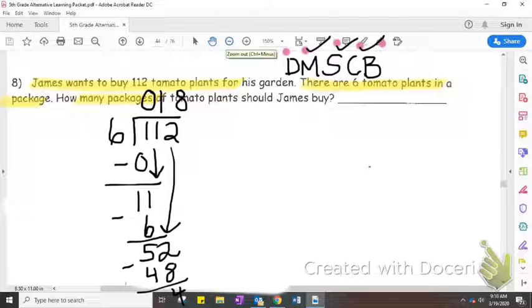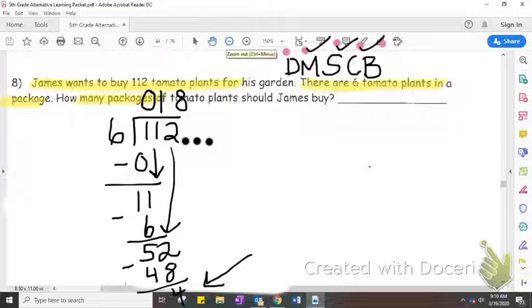Alright, so you've learned how to divide with decimals, so we could continue here. We could continue dividing. But let's go back to the problem and see. The problem says how many packages of tomato plants should James buy? Well, if he buys 18 packages, he won't have enough. There's going to be 4 plants that he's missing.